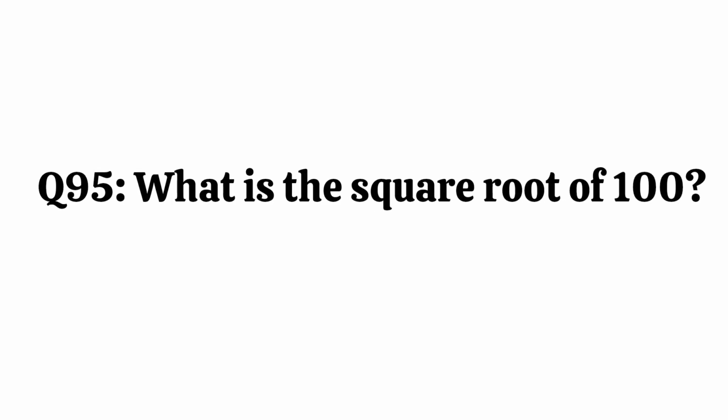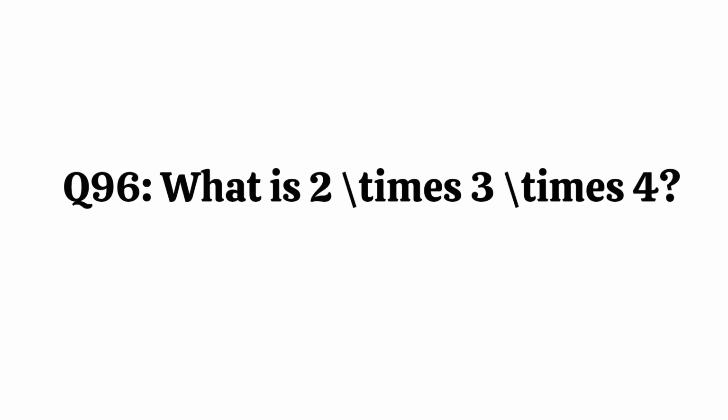Q94. Write 5 plus 5 plus 5 plus 5 as multiplication. A. 5 times 2. B. 5 times 4. C. 5 times 5. Answer. B. 5 times 4. Q95. What is the square root of 100? A. 10. B. 20. C. 50. Answer. A. 10.